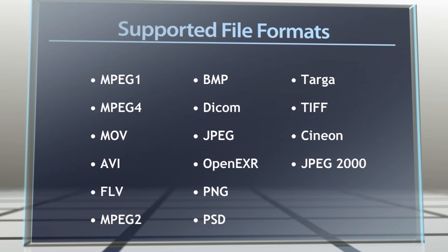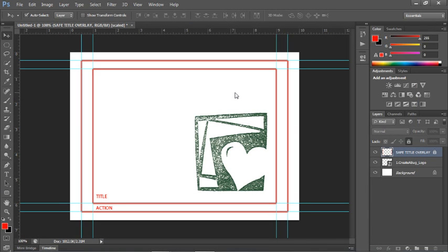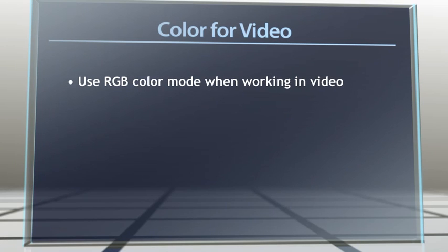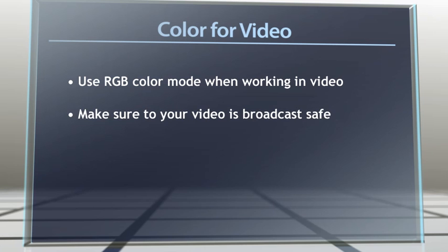Now, in film and video, color gets a little more complicated. On a TV screen, colors really tend to shift somewhat, and we also need to be careful that our colors fall within a safe brightness range for television. All this technical stuff can be confusing when you're first starting to work with video, so for now, just remember to use RGB for all your video projects and ensure that your work falls within broadcast-safe levels of luminance and saturation.